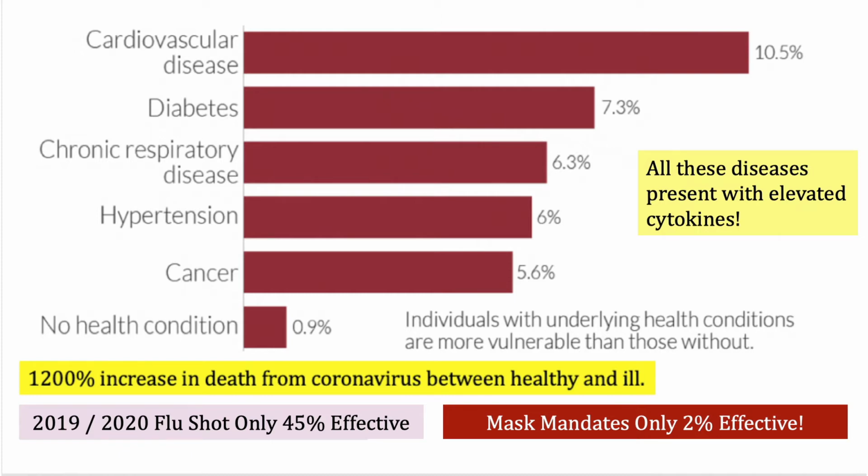95% increase. Yet the flu vaccine, or a vaccine that we're hoping for COVID-19, using the flu vaccine as a surrogate, in 2019-2020, was only 45% effective. From saving lives for having the flu, we're not really sure, but it's not highly effective. And mask mandates in COVID-19 are only 2% effective. And this is a well-documented study.